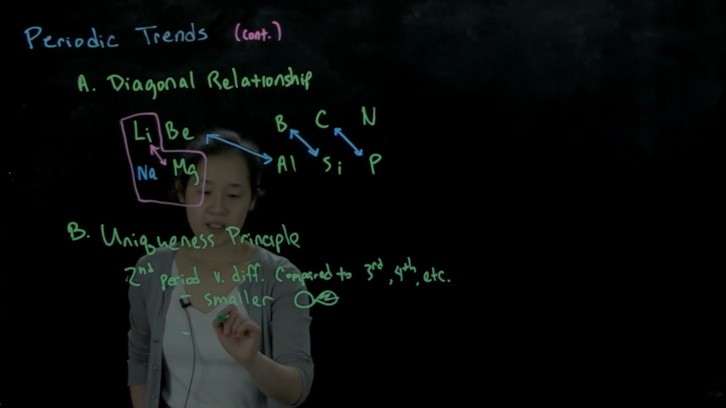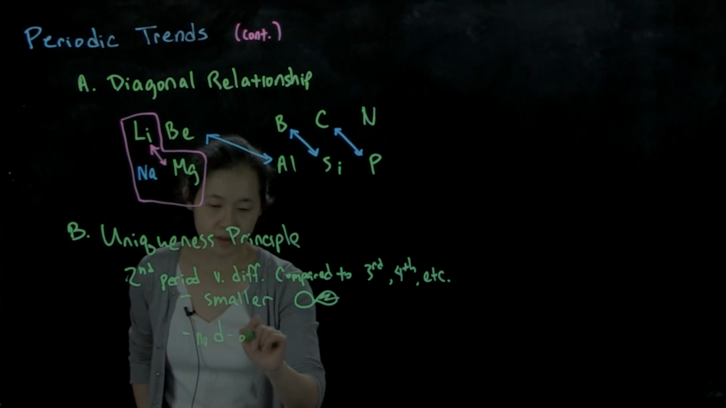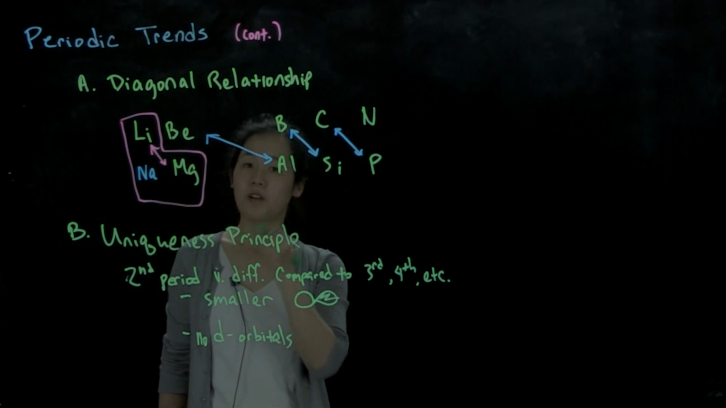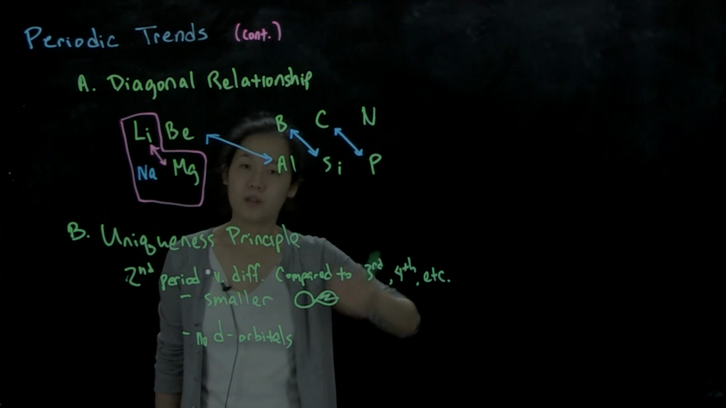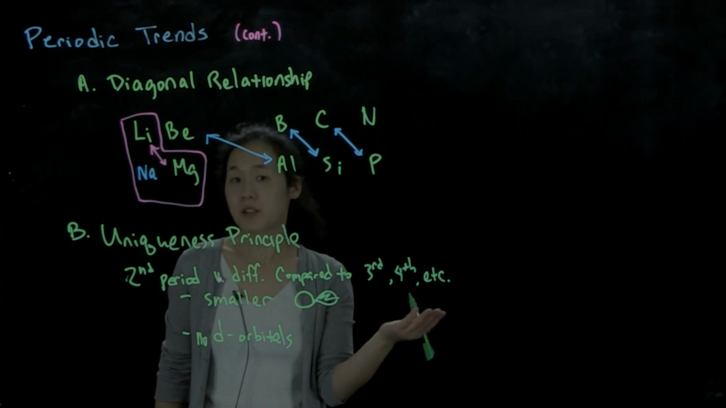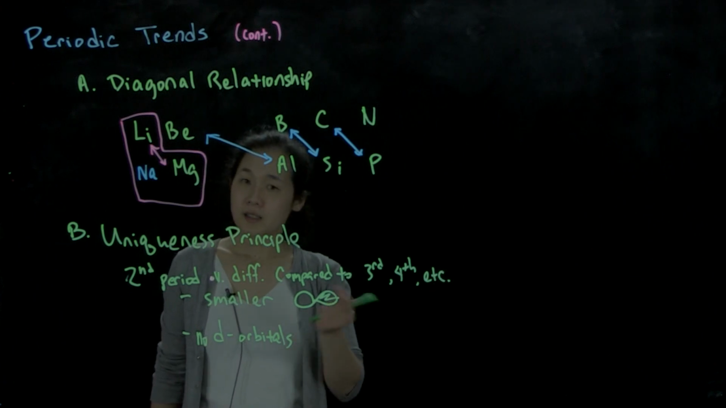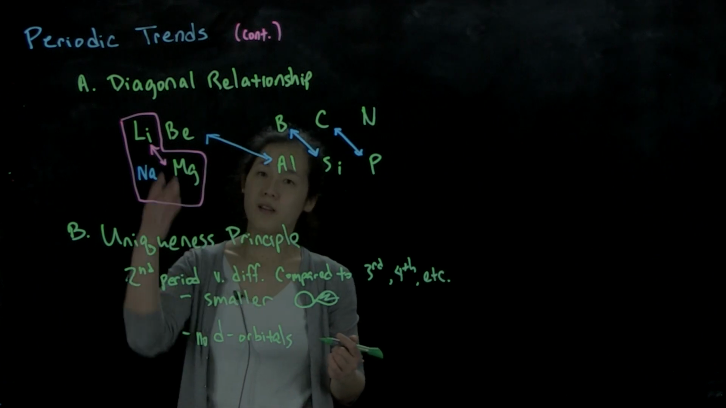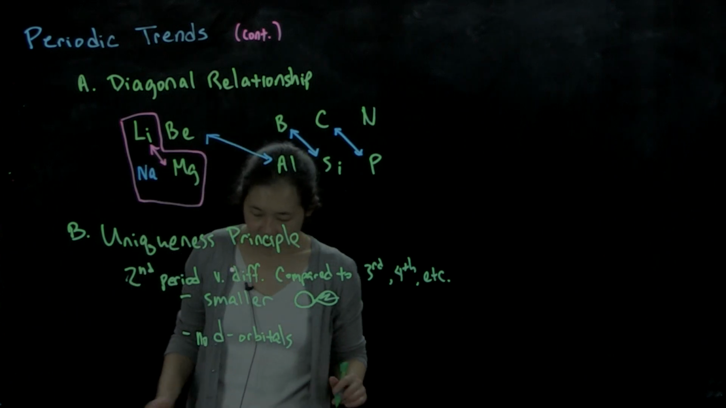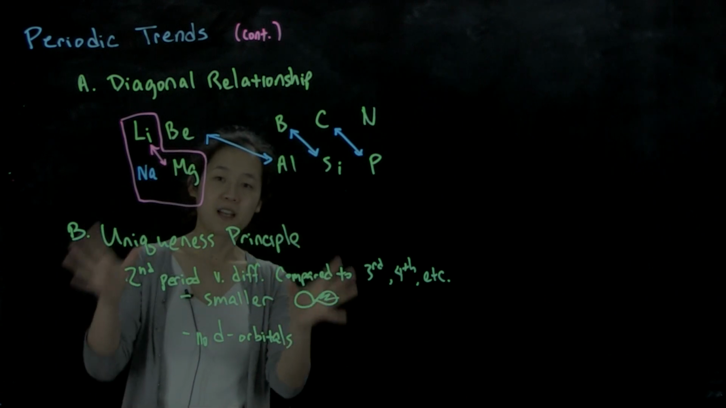Okay, and then the second factor that makes it really different is that there are no d orbitals available. There are 3d orbitals for the rows below, which makes them available for bonding and other properties potentially. The fact that there are no 2d orbitals means they're not accessible, and that also impacts their properties versus the rows below. Okay, so let's talk about general effects of this uniqueness principle.